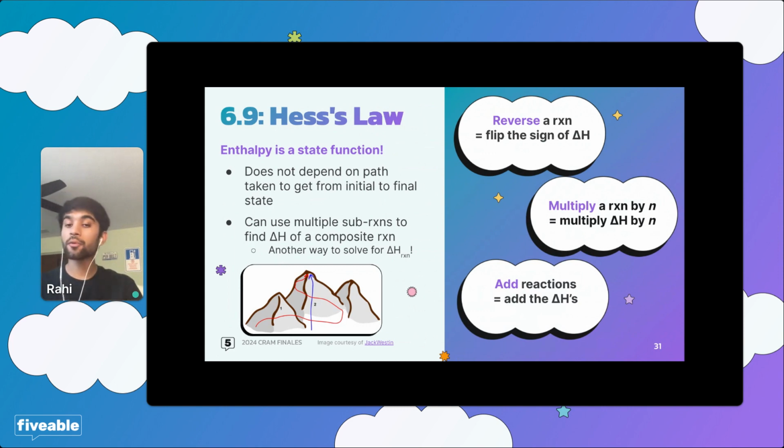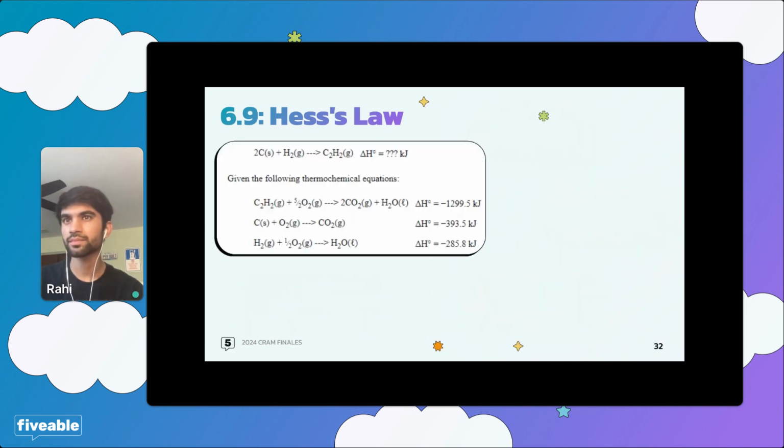And then lastly, you add the reactions in order to get the delta H's, and make sure you also add the delta H's. Don't do anything weird like forget about one. That'll make you look kind of silly. And we don't want to look silly.